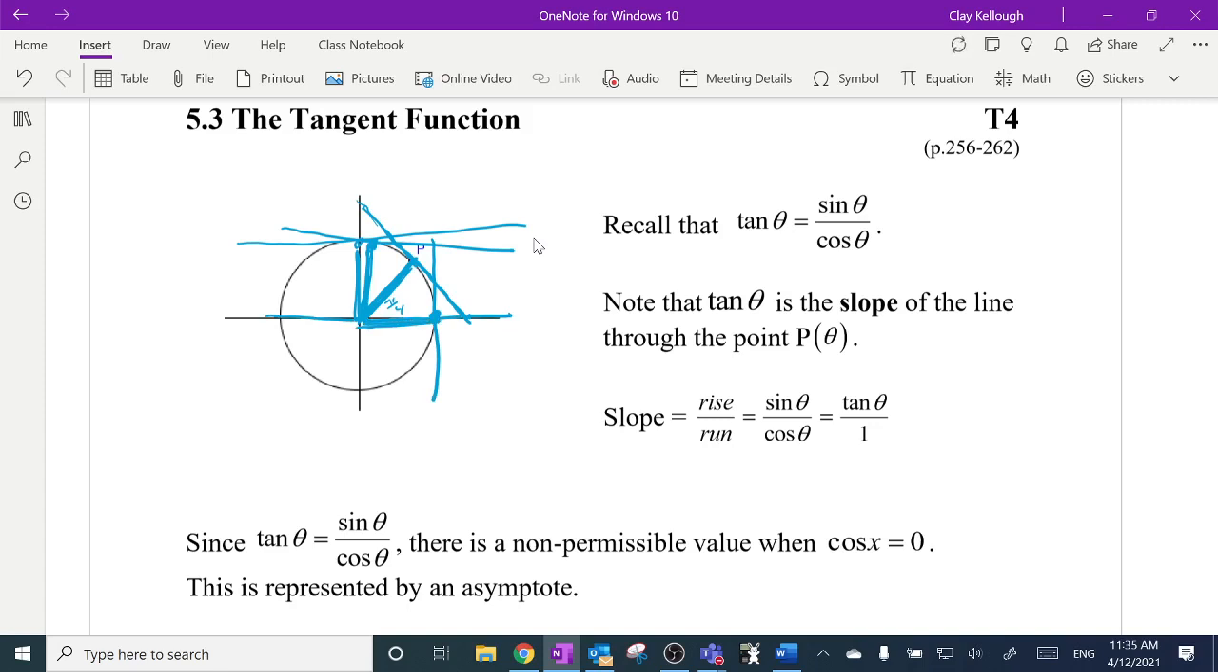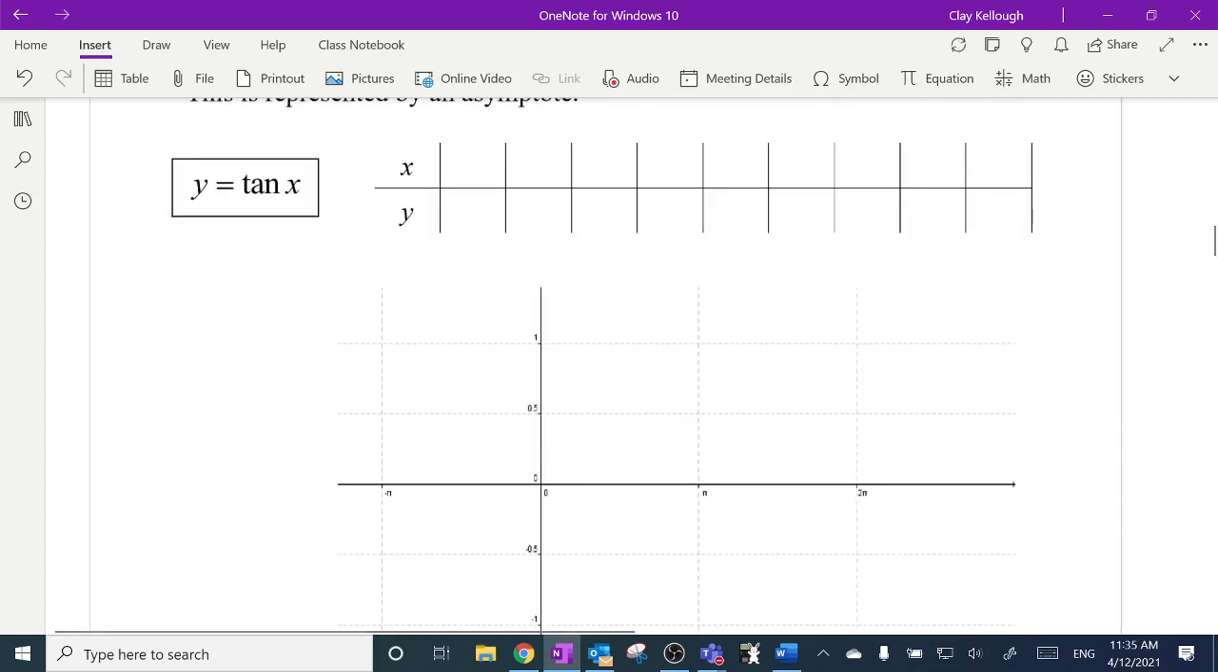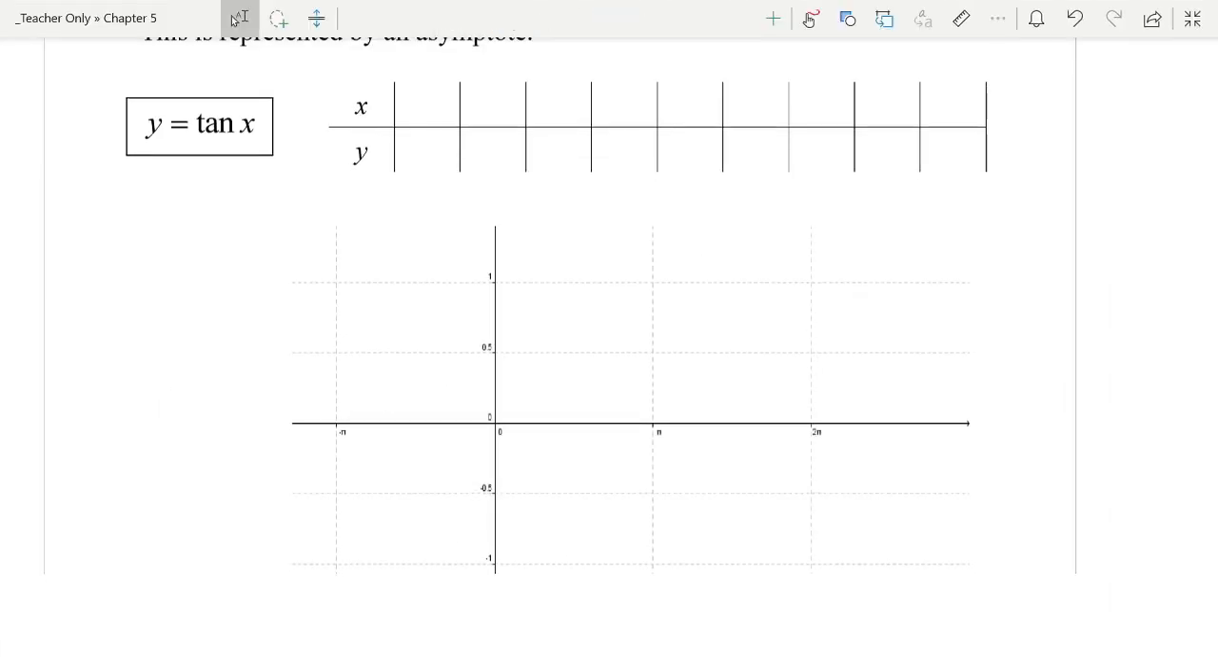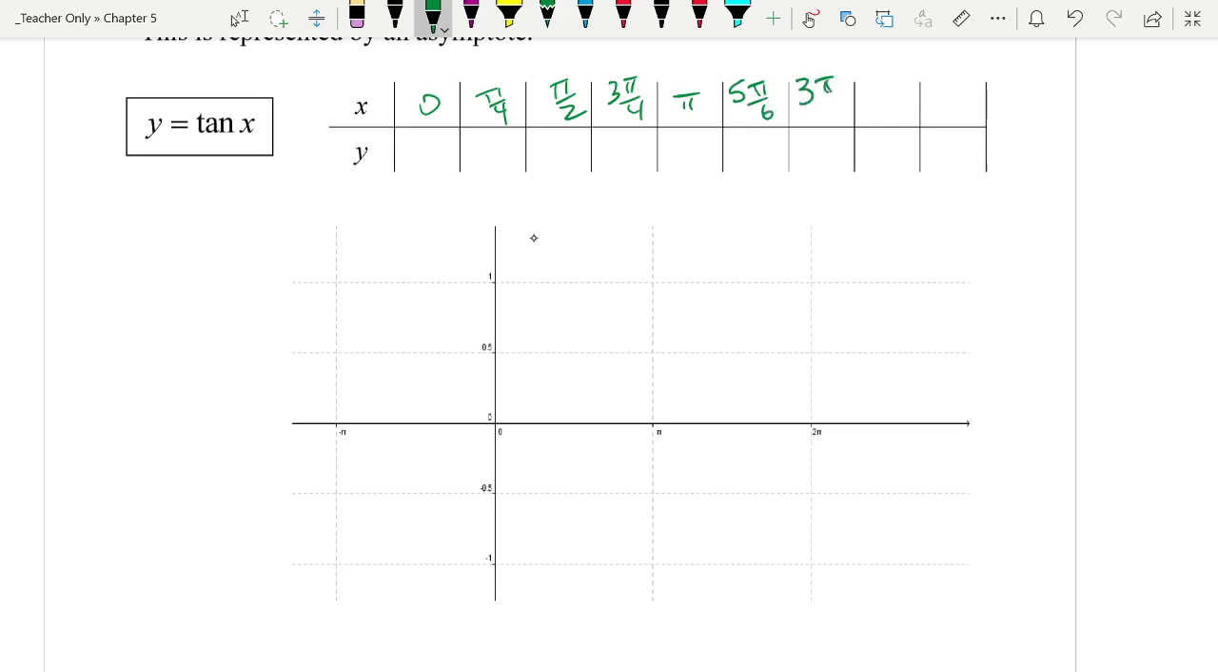So here's what happens when you're doing tan. I'll do this one in a different color, in green, let's say. There we go. So using the same points, 0, 1/4, 2/4, 3/4, 4/4, 5/4, 6/4, 7/4, and 8/4. Using those same coordinates, what does tangent do?